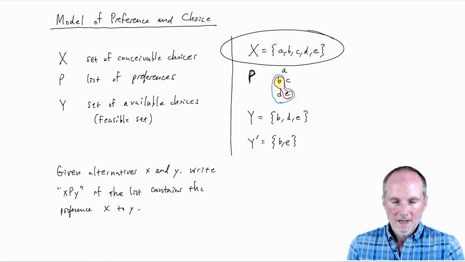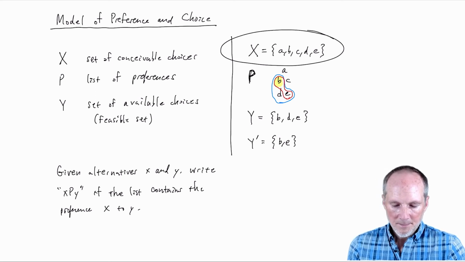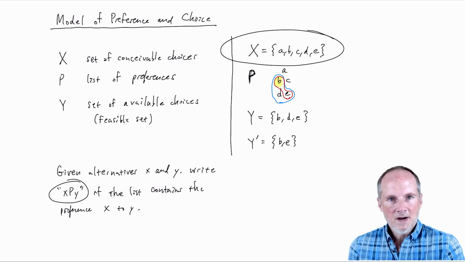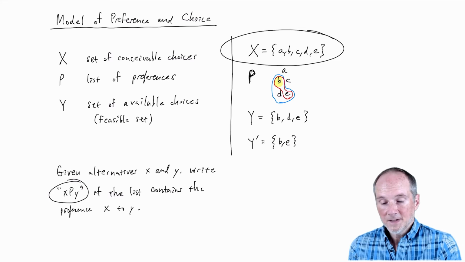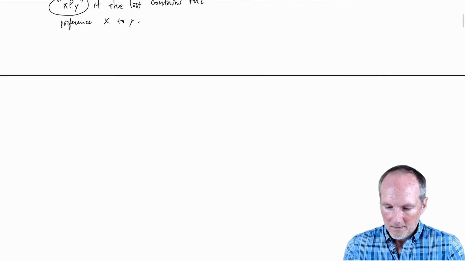This notation, this XPY, here we're using P as a binary relation, but let's just keep that notation in mind. So if I write XPY, it just means the decision maker prefers X to Y. That way I don't need to write out every alternative in a person's ranking. I can just use this relation notation.